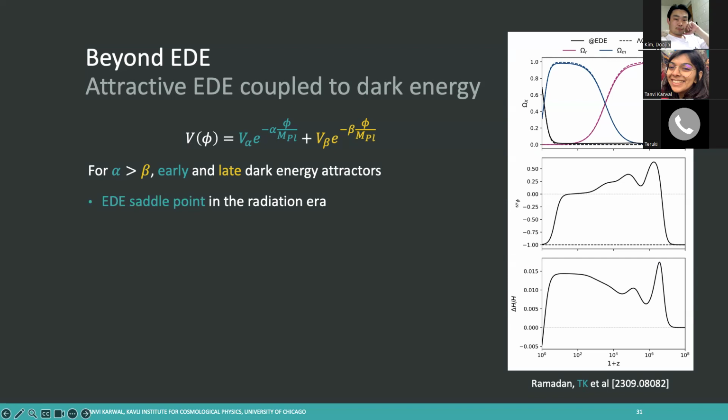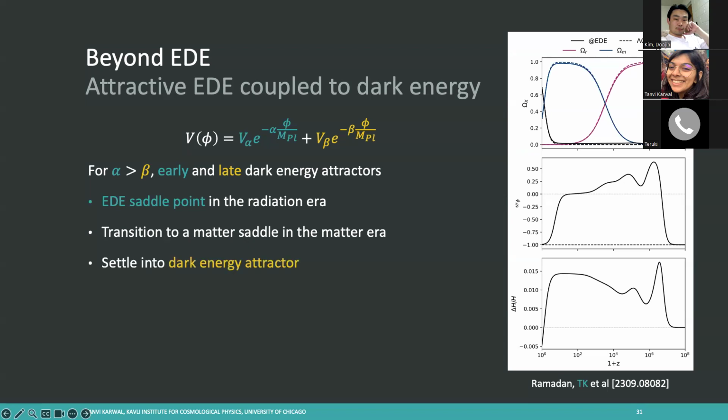There is an early dark energy like saddle point in the radiation era, which means that there's an equation of state of roughly -1 deep in the radiation era. Then early dark energy kicks in, and rapidly begins to dilute, which is this portion here. Eventually, it settles into a matter-like saddle point, which is there. And then finally goes to the dark energy attractor down here. So it starts at -1 and goes to -1.